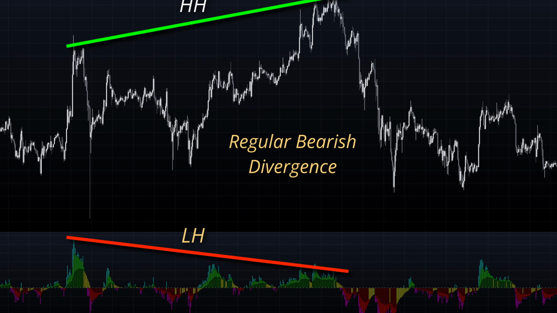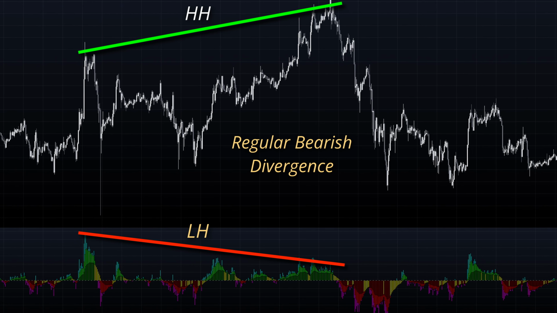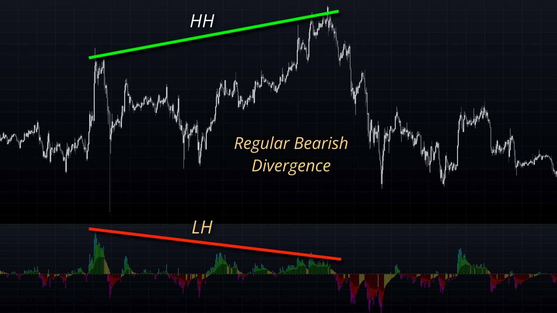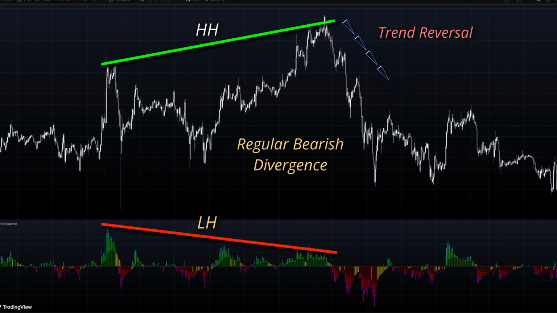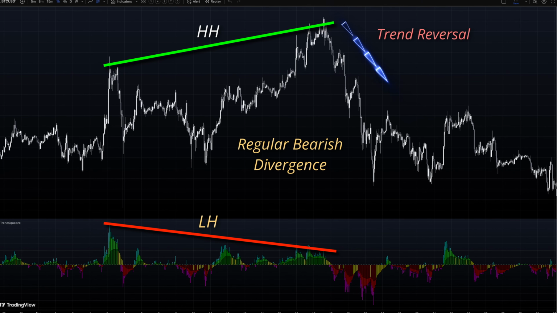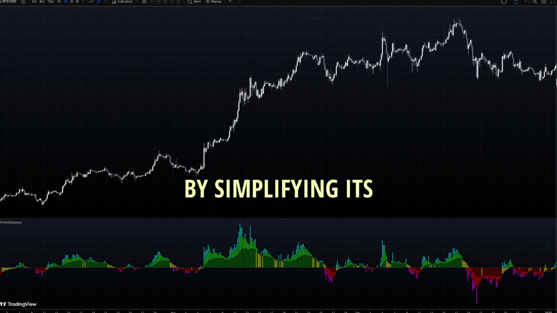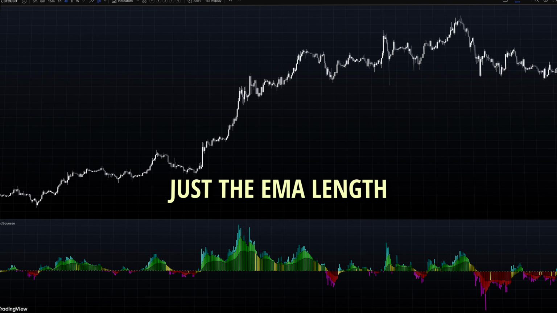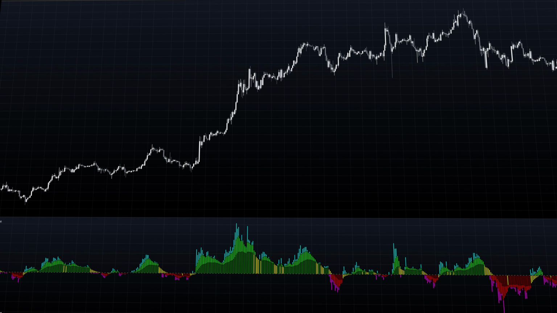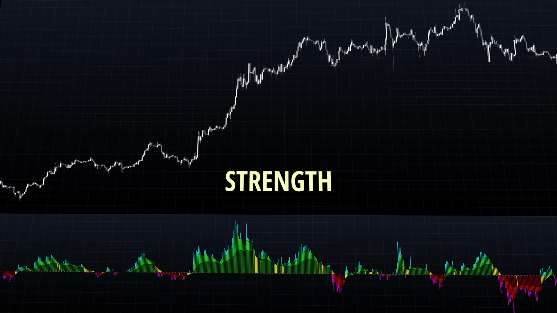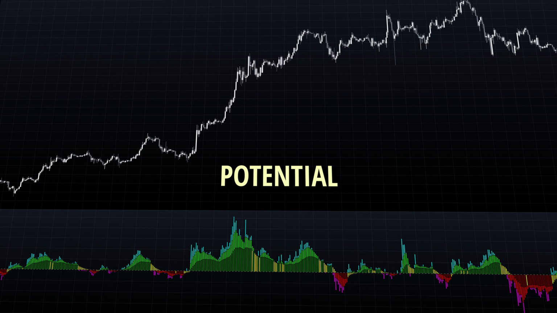The indicator also helps spot divergences, where price action contradicts indicator readings. For example, if price makes a higher high while the indicator forms a lower high, it suggests weakening momentum and a possible trend reversal. By simplifying its input settings to just the EMA length, the Madrid trend squeeze focuses on clear visual cues for traders to assess trend strength, exhaustion, and potential re-entry points.